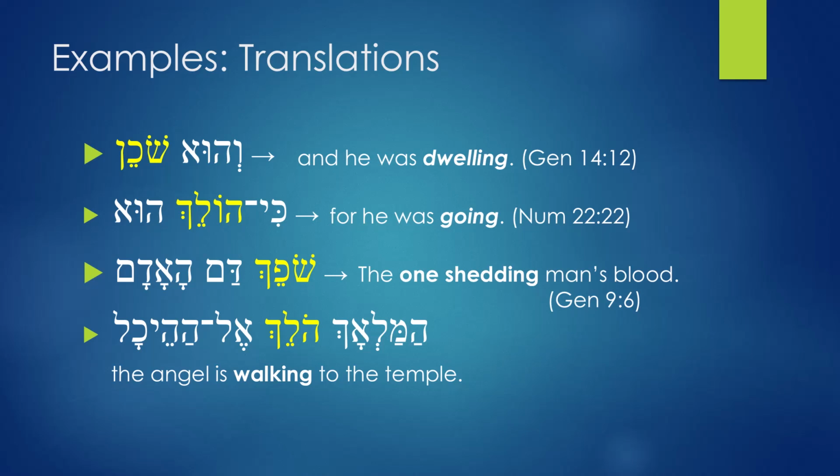Last you have the phrase Hamalach holech el haheichal. How do you translate that? First of all, you have the participle holech, and it means walking. Hamalach means the angel. Malach is angel. So you have the angel walking. El means to. Haheichal means the temple. Heichal is temple. The angel walking to the temple. And because it's an active participle, the translation becomes: the angel is walking to the temple. That's how you translate that.